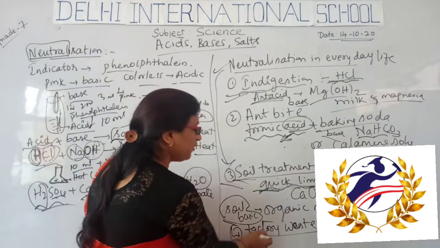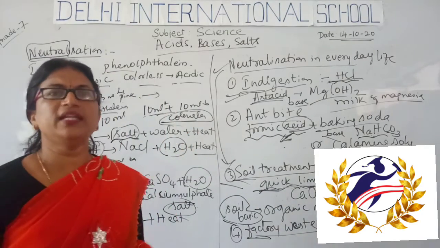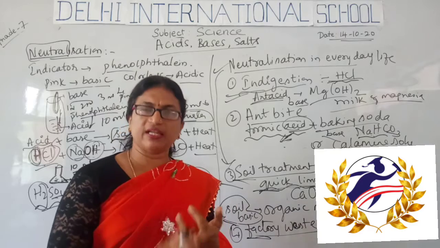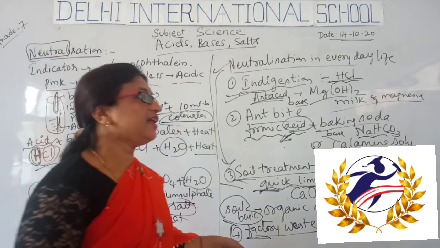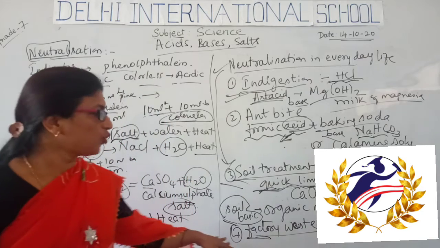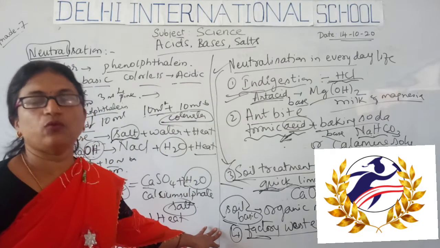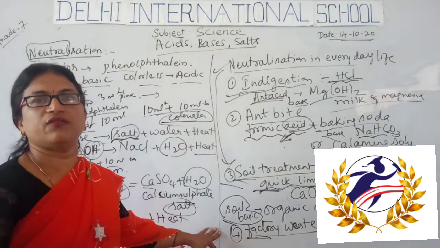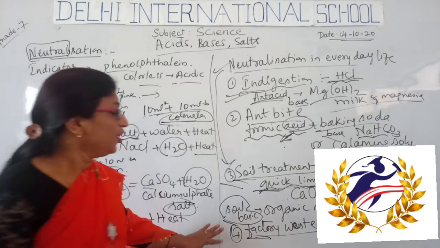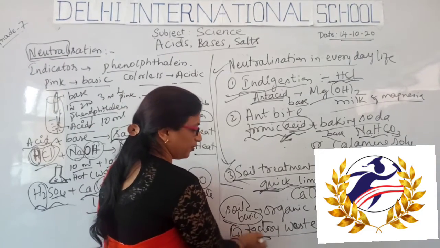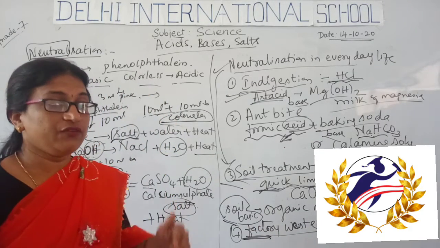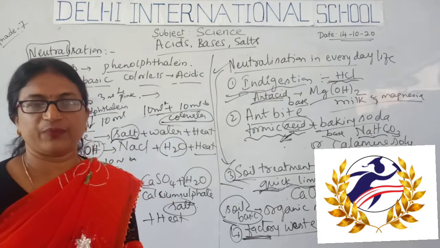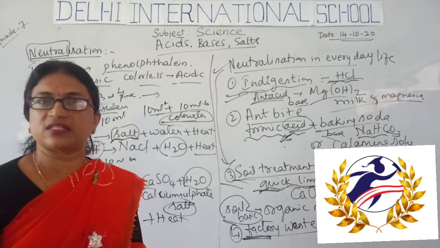Next is factory waste. We know that many chemical fertilizer industries, chemical industries, so many industries are releasing acid, releasing so much dirty chemical water to our nearby ponds and villages. That factory waste contains so much acidity which can kill the aquatic animals present in ponds, lakes, rivers, etc.